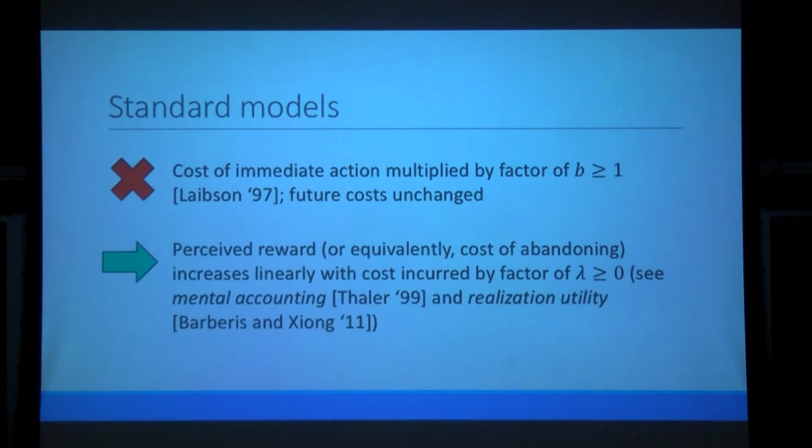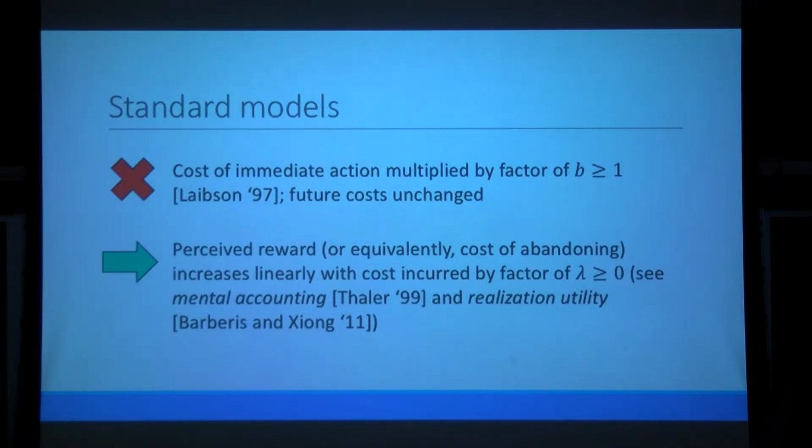And for sunk cost bias, the intuition here is that the more effort you've invested in something, the less likely you want to give it up. And so the way that we model this is that the cost of giving up a task increases linearly with the amount of effort that you've put in. And we'll actually see that in our model this is equivalent to assuming that your perception of the reward increases linearly with cost incurred. This is consistent with models from behavioral economics like mental accounting and realization utility.